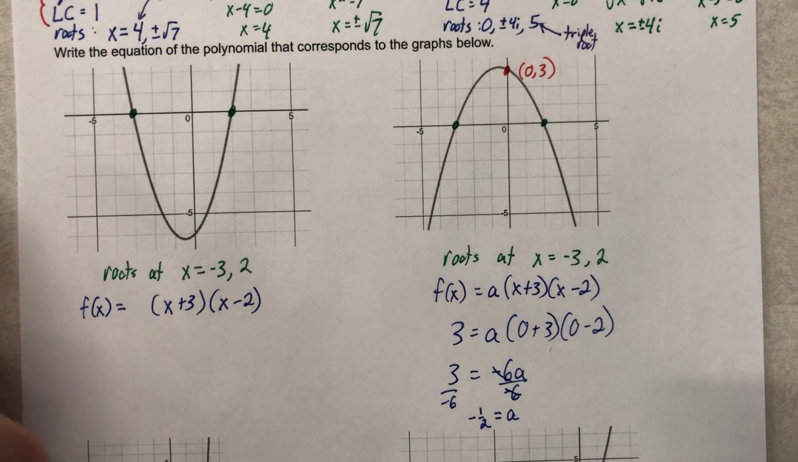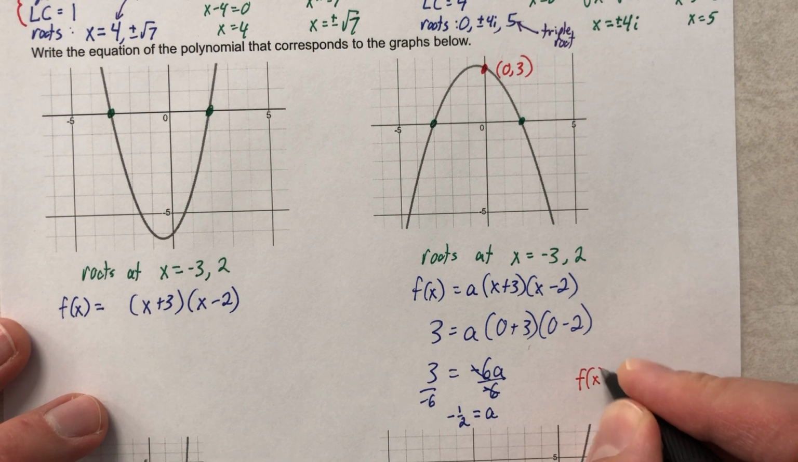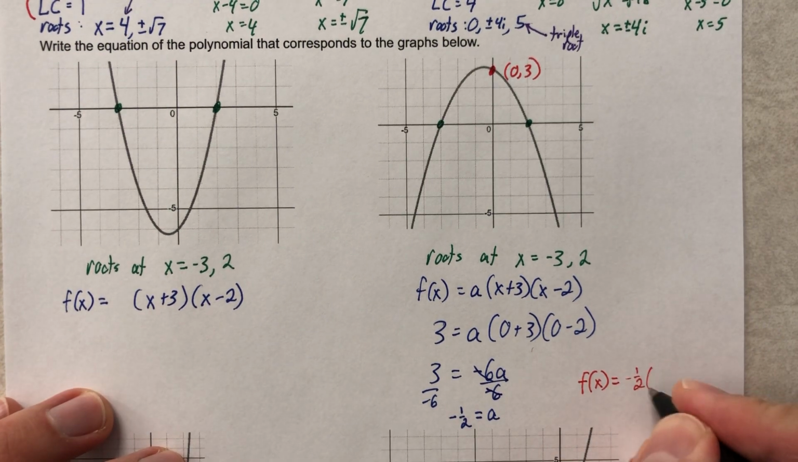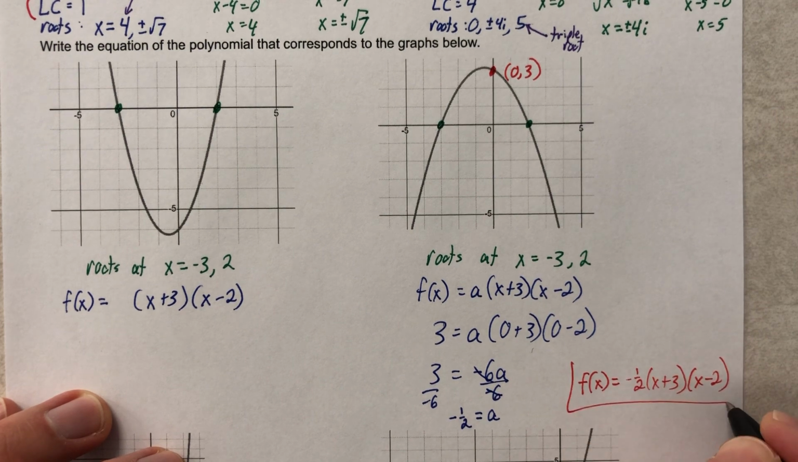Final answer, I'm going to write it. I'm going to write it in red just because it's fun. They said write the equation of the polynomial, and on your assignment it'll say in any form. You can multiply all this out if you like. I'm not. So negative 1/2 and then x plus 3 and then x minus 2. This is my final answer.